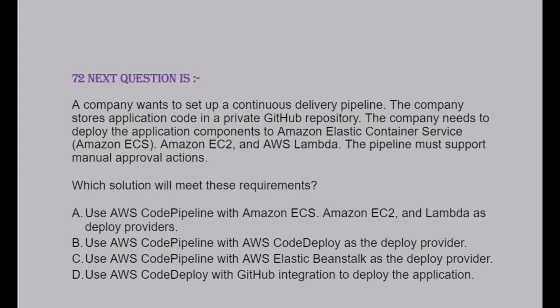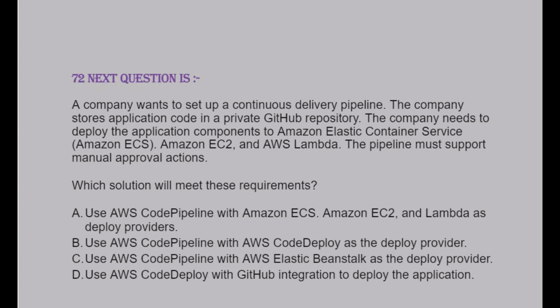Question is, a company wants to set up a continuous delivery pipeline. The company stores application code in a private GitHub repository. The company needs to deploy the application components to Amazon Elastic Container Service (Amazon ECS), Amazon EC2, and AWS Lambda. The pipeline must support manual approval actions. Which solution will meet these requirements?